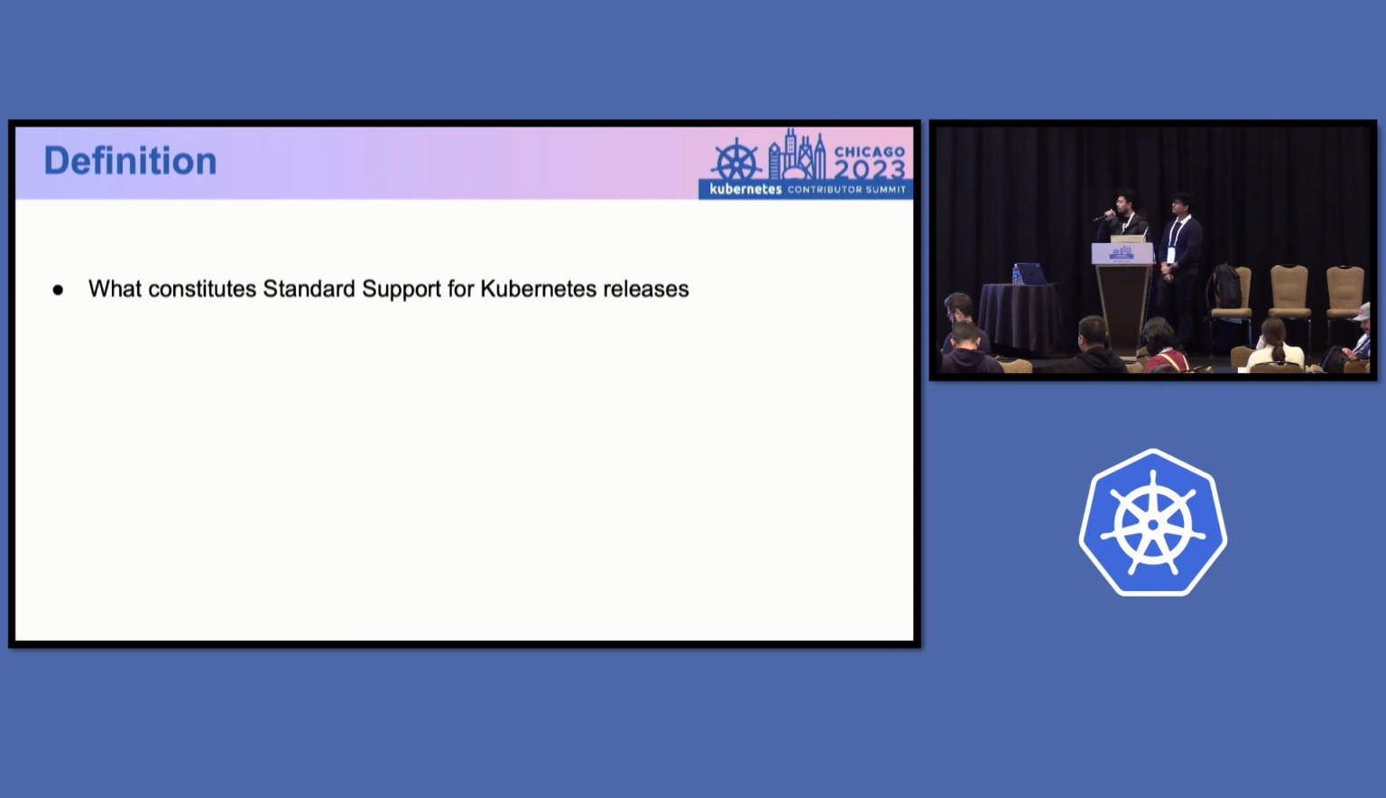So definition, what constitutes standard support for Kubernetes releases? It's a period of 12 months after a minor release version, during which the necessary fixes, CVEs, bugs or dependencies are made from the patch releases. And the goal of the standard support is to provide a stable and secure Kubernetes that can be used by a wide range of users and environments.